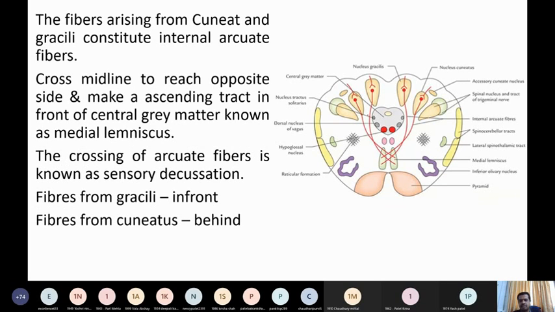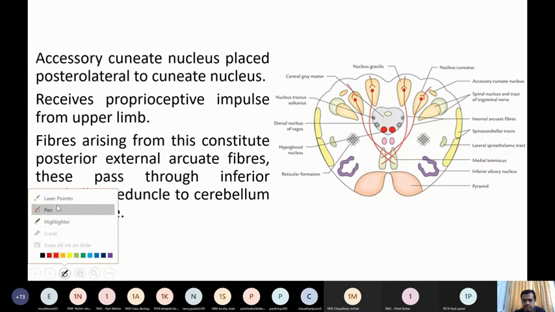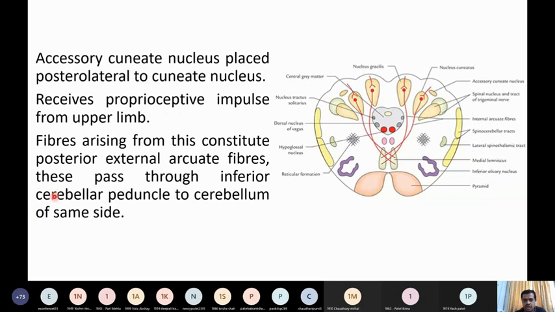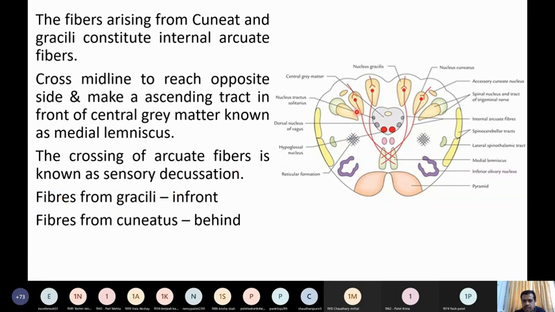Then the fibers arising from the nucleus gracilis and nucleus cuneatus, this is very important, notice. From where do these nuclei receive fibers? From the fasciculus gracilis. Fibers of the fasciculus gracilis end at the nucleus gracilis. Fibers of the fasciculus cuneatus end at the nucleus cuneatus, or cuneate nucleus. Clear?